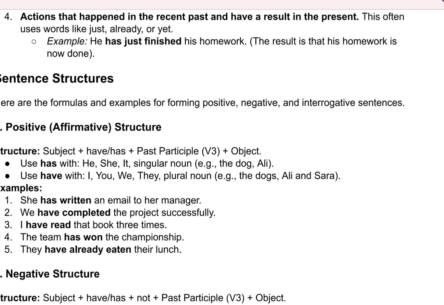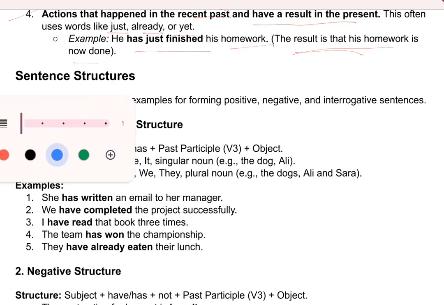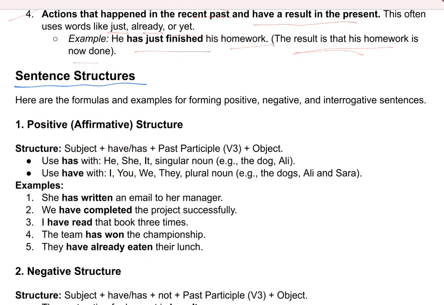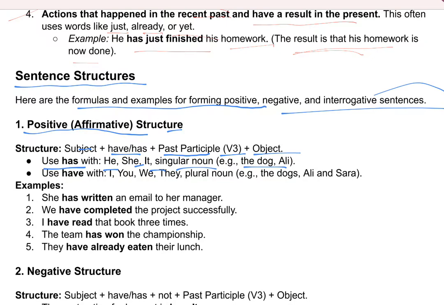Okay, so now we discuss the sentence structure. Here are formulas and examples for forming positive, negative and interrogative sentences. First is positive. Positive is known as the affirmative structure. Structure: subject plus have or has plus past participle, verb third form, plus object. We use has where the subject is singular, like he, she, it, or a singular noun, the dog, Ali.